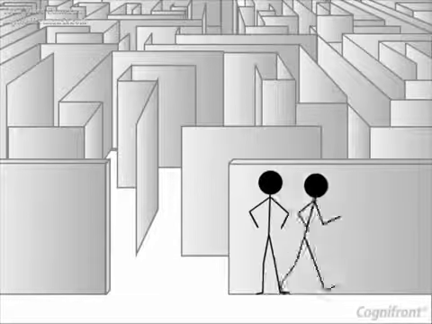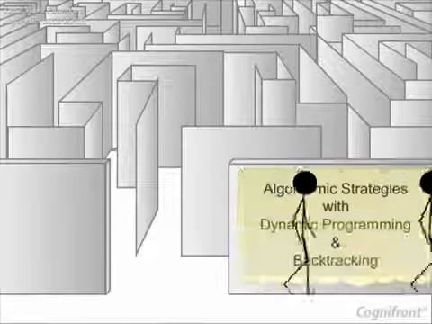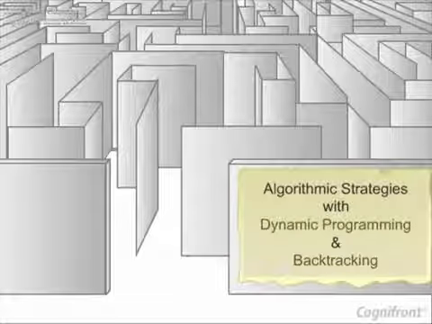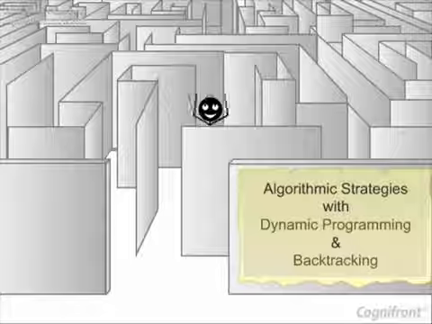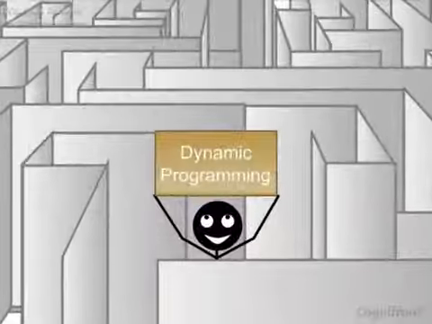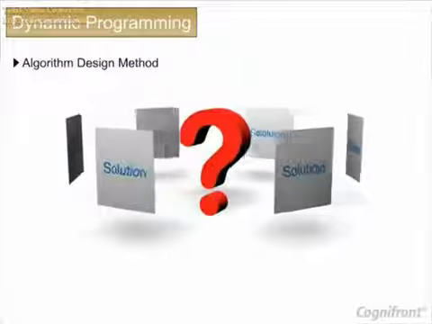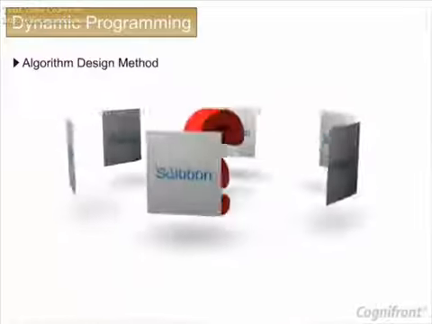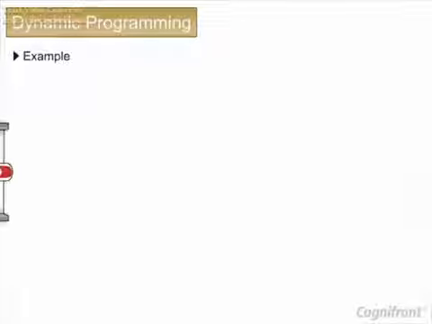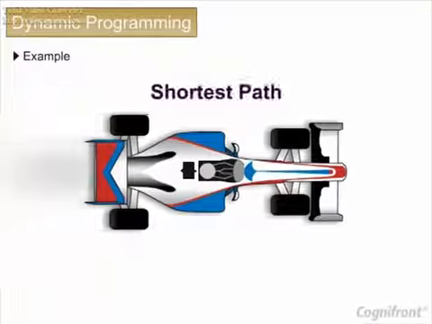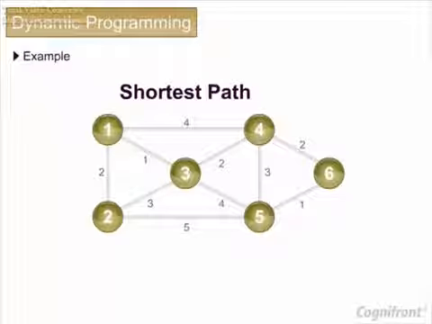Welcome back, friends. Let's continue our discussion on algorithmic strategies with dynamic programming and backtracking. Now let's see what is dynamic programming. This is an algorithm design method in which the solution to a problem can be viewed as a result of a sequence of decisions.